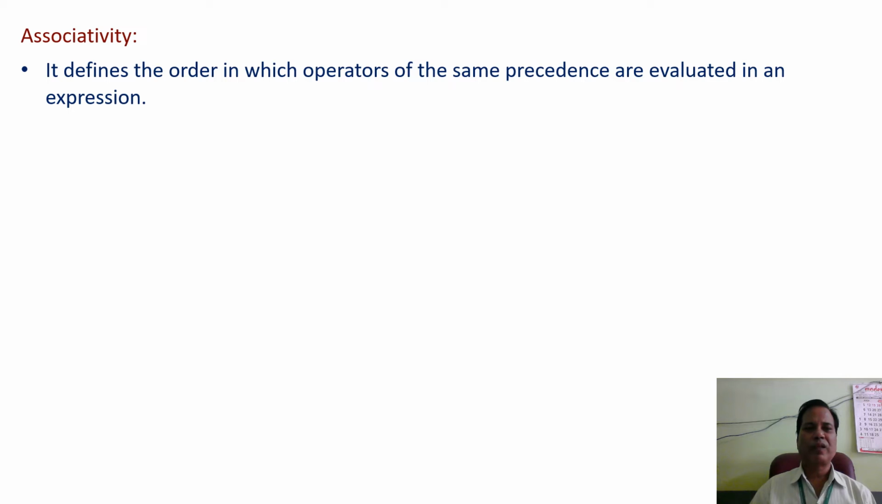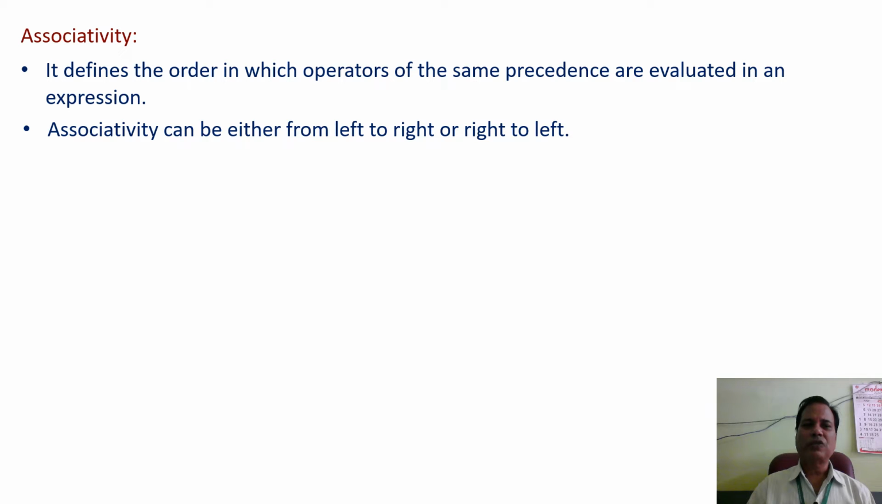Associativity. It defines the order in which operators of the same precedence are evaluated in an expression. So given the expression, it may be possible that a number of operators appear and these operators are of the same precedence. So how to solve this? This is done using associativity. Associativity can be either from left to right or right to left.